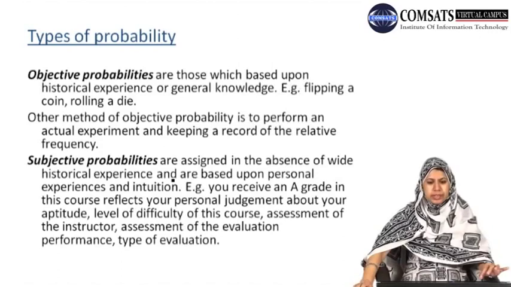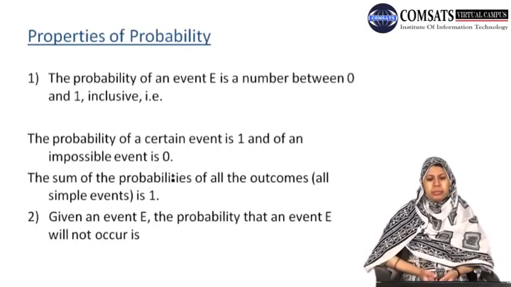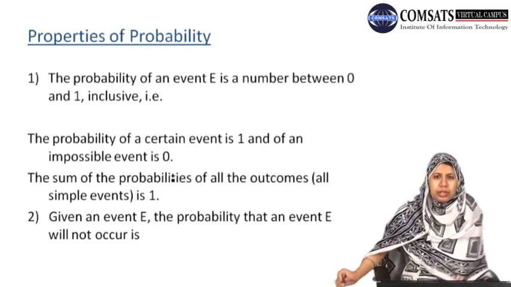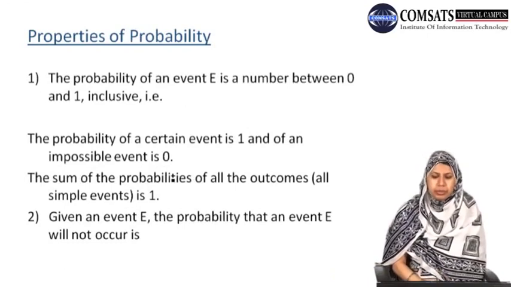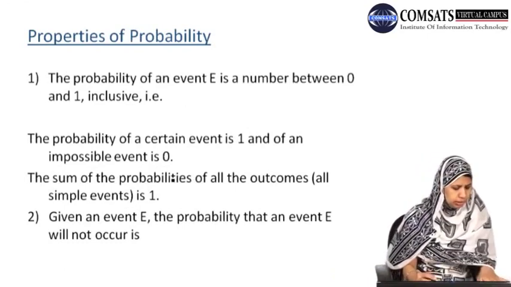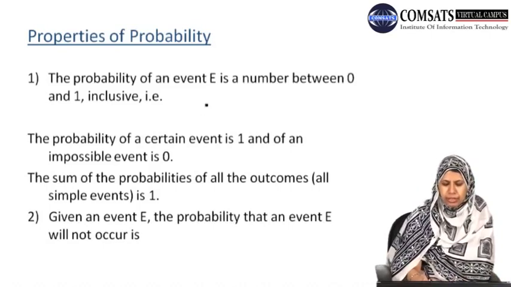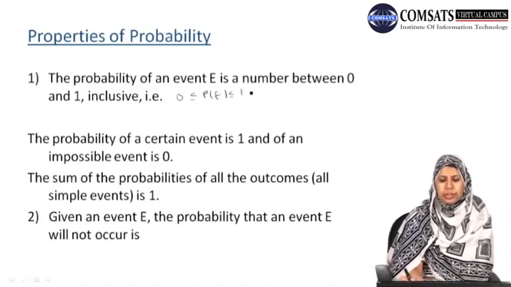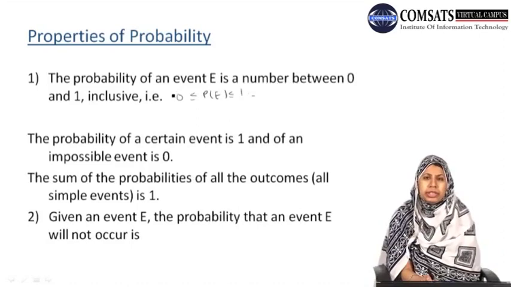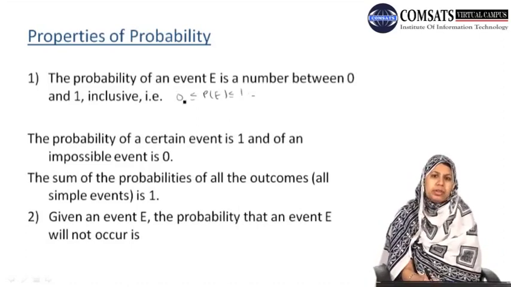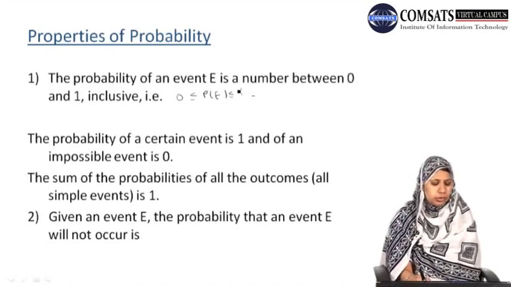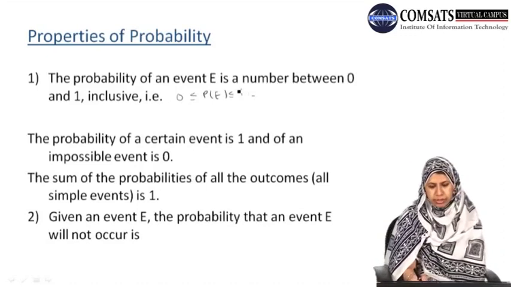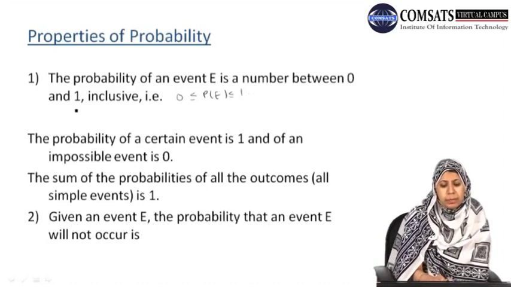And now we look at some very simple and basic properties of the probability. The first one is that the probability of an event E is a number between 0 and 1 inclusive. That is, if we have an event capital E, then the probability of this event lies between 0 and 1, and the probability can be equal to 0 or can be equal to 1 for that particular event. How do we obtain this?